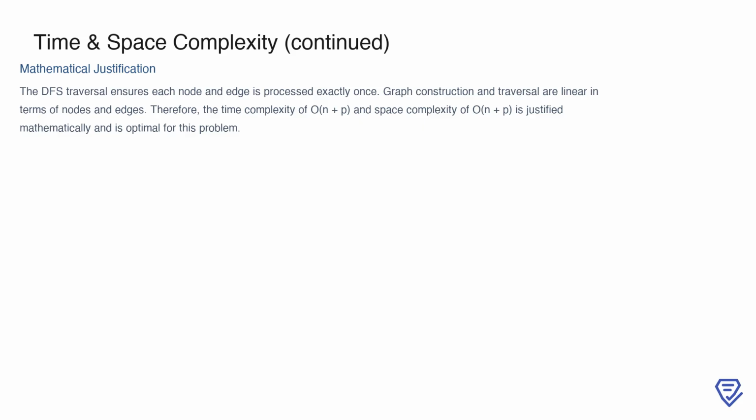Finally, let's provide a mathematical justification for these results. The DFS traversal ensures that each node and edge is processed exactly once, without any redundant operations. Combined with the linear nature of the graph construction step, the time complexity of O(n + p) reflects the fact that the algorithm scales directly with the number of nodes and edges.